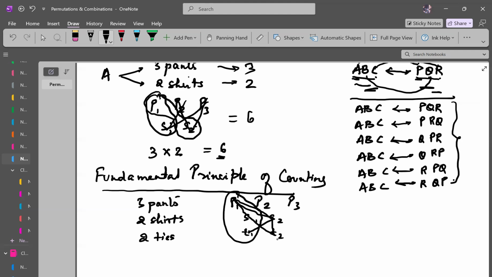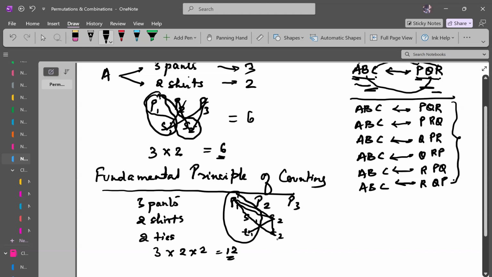I got four. Oh, four. P1, S1, T1 is one. P1, S1, T2 is second. P1, S2, T1 is one. P1, S2, T2 is third. Fourth. For P1, if I get four, I can get four for P2 also, and I can get four for P3 also. Which is going to be 12, which as you rightly said is 3 into 2 into 2.